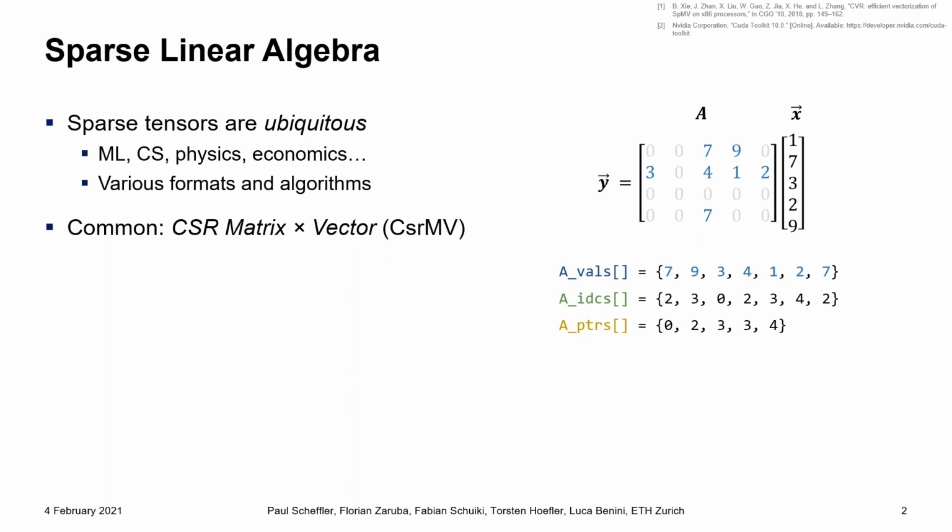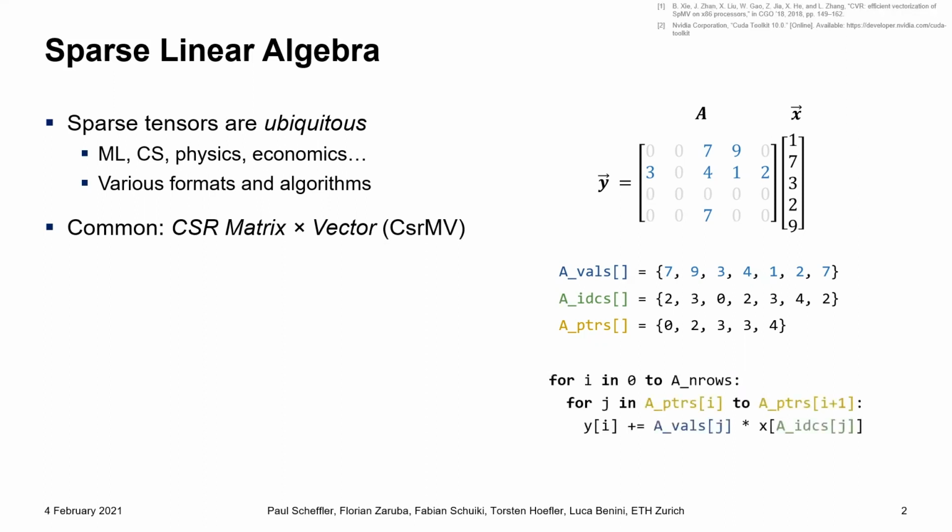And here on the right, we see how a matrix A would be encoded in the CSR format. For each non-zero value, we have a value in a value array, and in an index array, the column in which this value occurs. And then the rows are delimited by pointers, which point to the first entry in those two arrays for each row. So how do we do a CSRMV product in software?